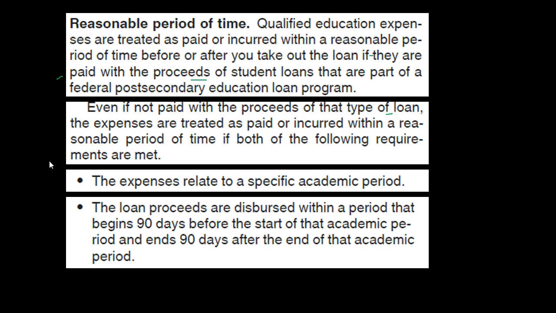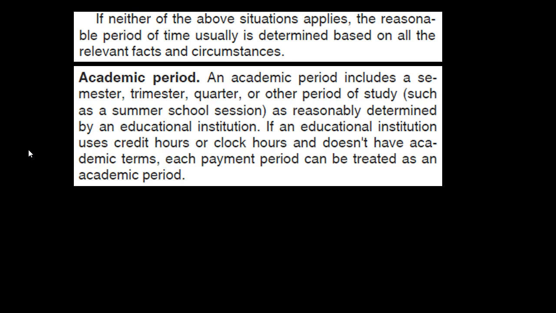The expenses relate to a specific academic period, so we have to have a specified academic period, and the loan proceeds are disbursed within a period that begins 90 days before the start of that academic period and ends 90 days after the end of that academic period. If neither of the above situations applies, the reasonable period of time usually is determined based on all the relevant facts and circumstances.